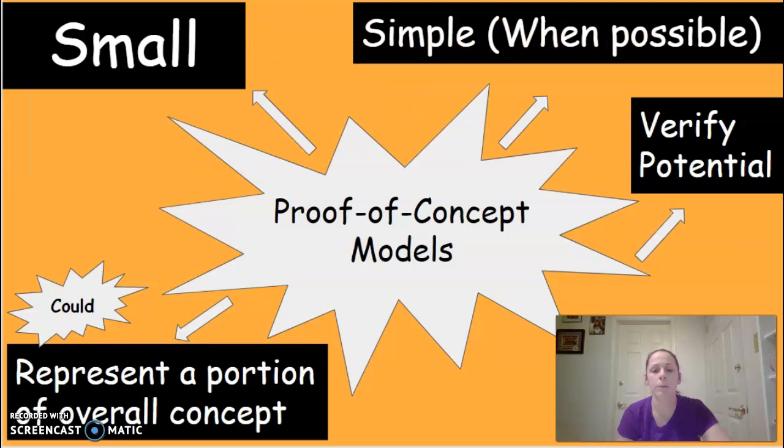When it comes to proof of concept models, there's a few different things to keep in mind. First, they're small. Another one is they keep them simple when possible. And then it could also represent a portion of an overall concept. So they use the example in the book of the brake on a bicycle being just a portion of an overall concept that you could use for a proof of concept model. And they verify the potential of a design.